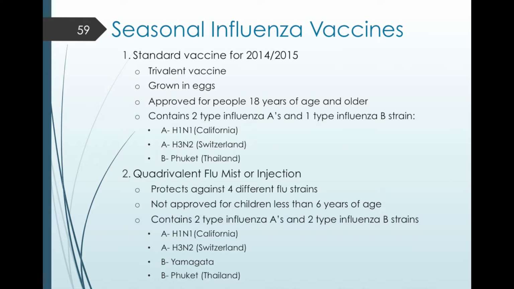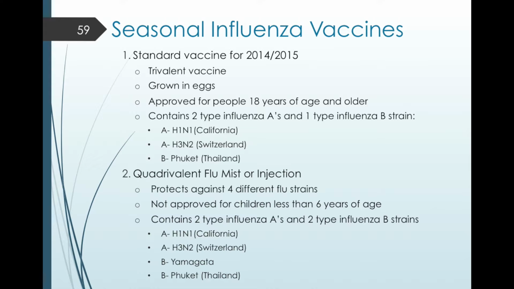The first type is the standard vaccine, the trivalent one. It has 3 different strains in it. This is the one that is grown in eggs, so if you are allergic to eggs, you do not want this flu shot. This one is approved for people 18 years of age and older. The 3 strains in it, it has 2 influenza A's and 1 influenza B in it. The one for the upcoming season has an H1N1 from California, an H3N2 from Switzerland, and the third one, the influenza B strain, I will let you read the name there. It is from Thailand. I'm not going to pronounce where it's from because I'm probably going to get myself in a lot of trouble.